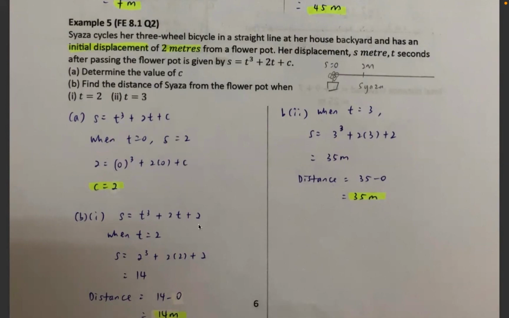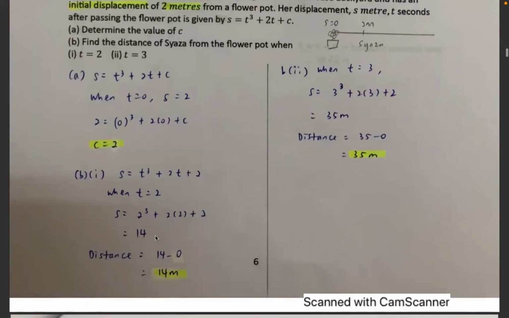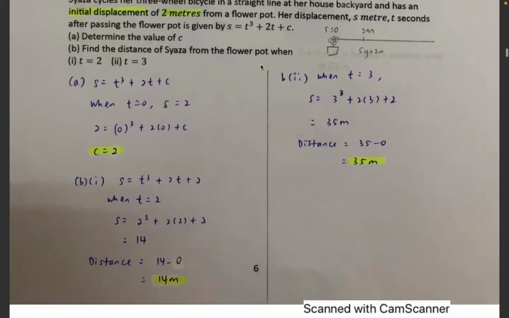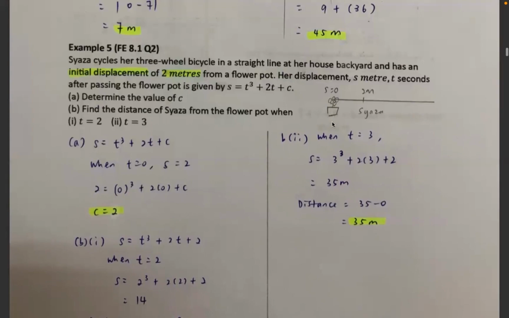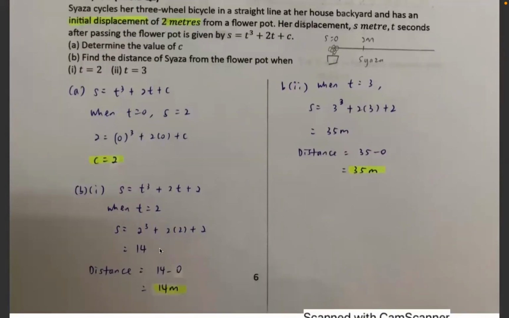So this is the complete equation of displacement. s equals t power 3 plus 2t plus 2. So we substitute t equals 2 into the equation. We have answer s equals 14. Find the distance of Shaza from the flower pot. And just now we identified already that at the position of the flower pot, s equals 0. That's why to find the distance, we use 14 minus 0. We get answer 14 meters. Okay, so this is the answer.